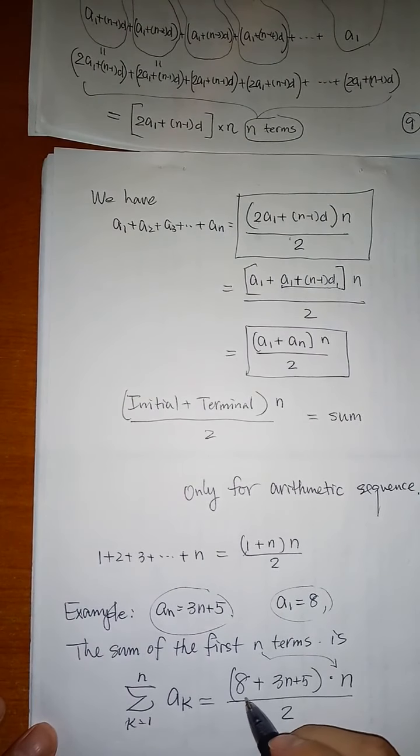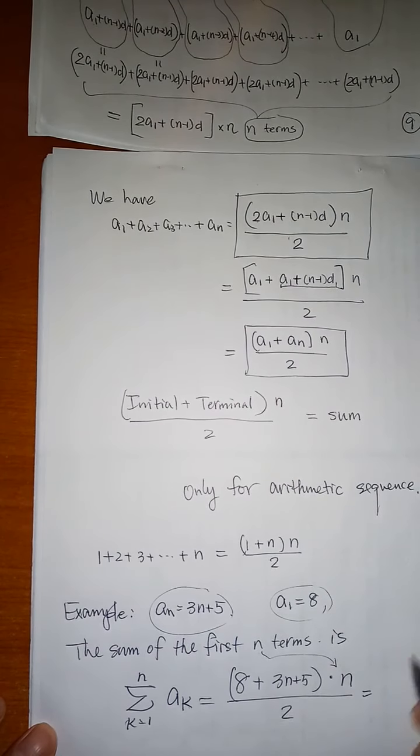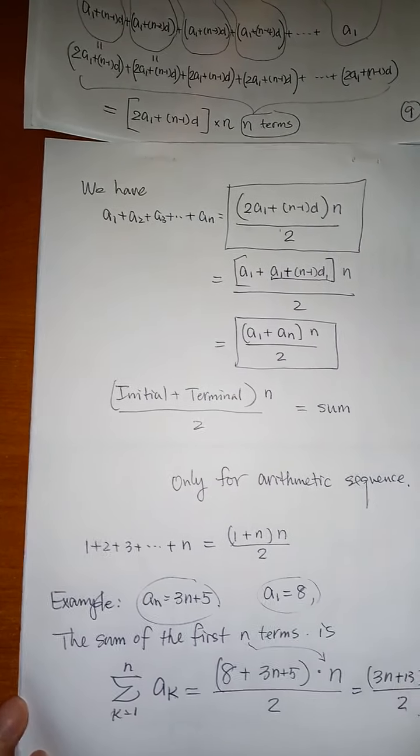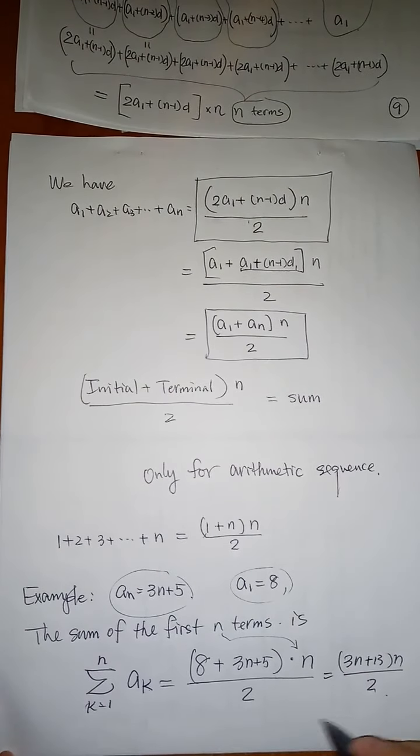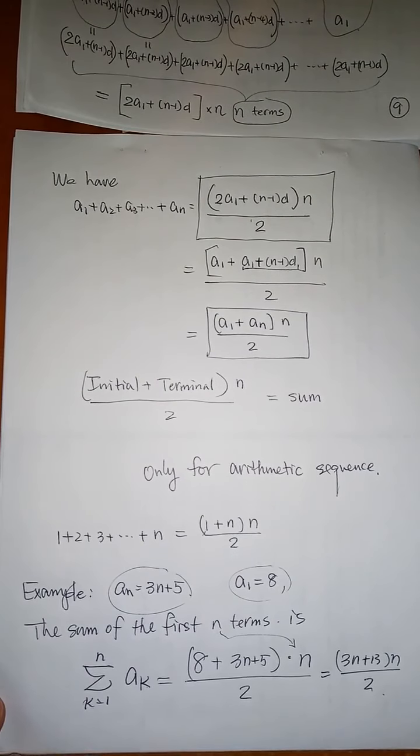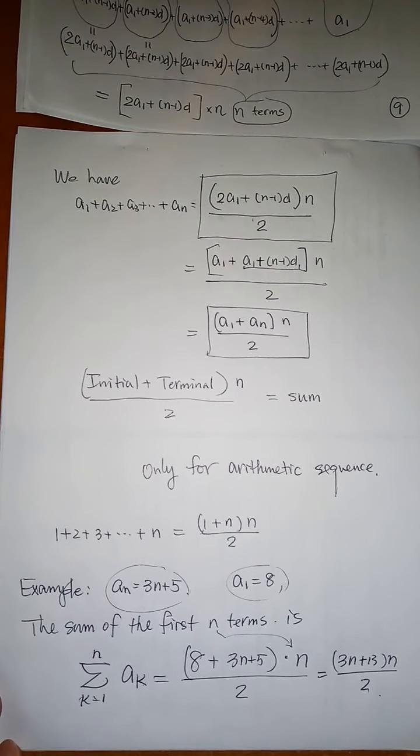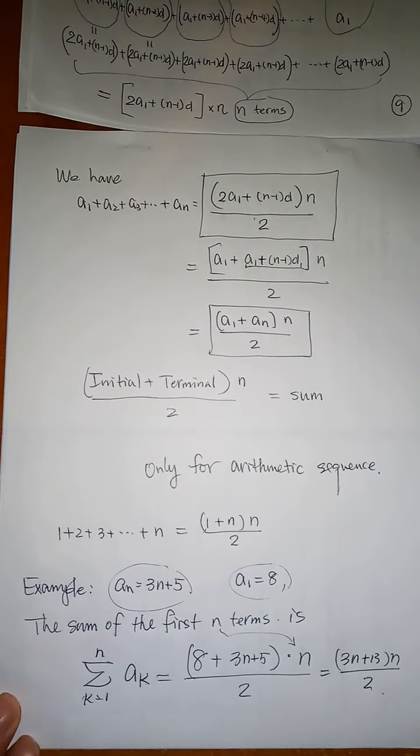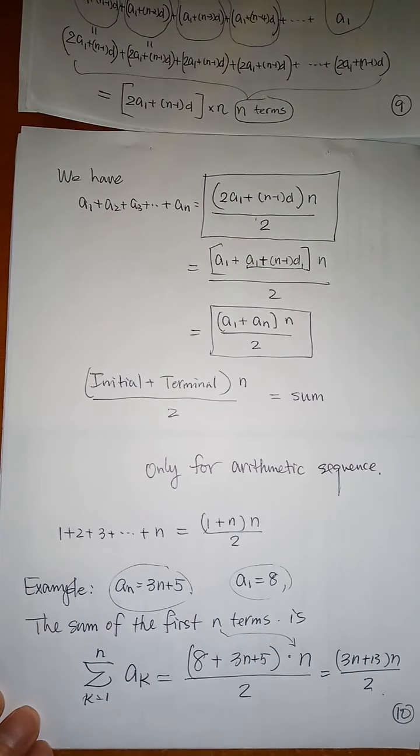So if you want to write it, it is (8 plus 3n plus 5) times n over 2, that is (3n plus 13) times n over 2. When you have n, you will get the corresponding number. But this is abstract, the general number. And we can also verify it with the formula we already know.